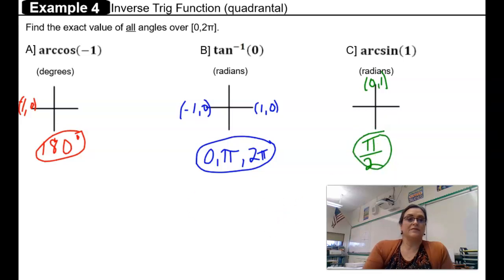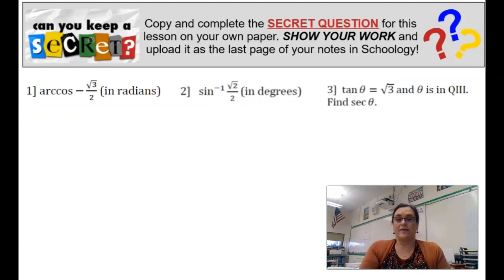And that brings us to our secret question for this lesson. In problem 1, you want to evaluate the arc cosine of -√3/2 in radians. Problem 2, you're evaluating arc sine of √2/2 in degrees. And then in problem 3, you want to find the secant of theta when the tangent of theta equals √3 and theta is in quadrant 3. Make sure you show your work for these problems, and then you're going to upload this as the last page of your notes in Schoology.